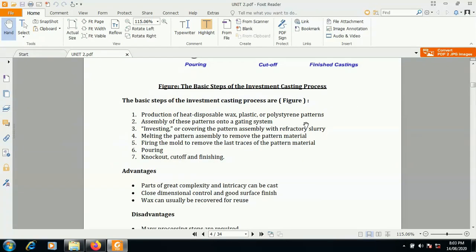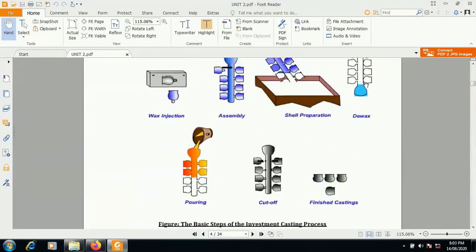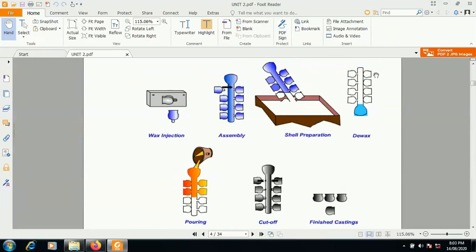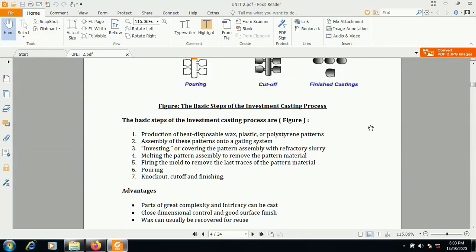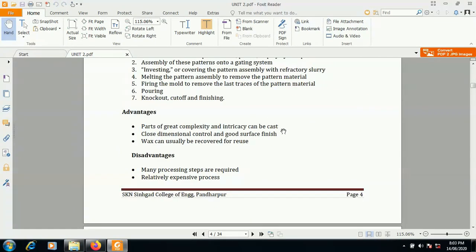Advantages: parts of great complexity and intricacy can be cast, which is not possible in the case of green sand molding or the shell molding process. We are getting close dimensional accuracy and good surface finish. Wax can usually be recovered for reuse. In the de-wax process, whatever wax comes out from the pattern assembly as well as the common sprue, that wax we can reuse for the next cycle.